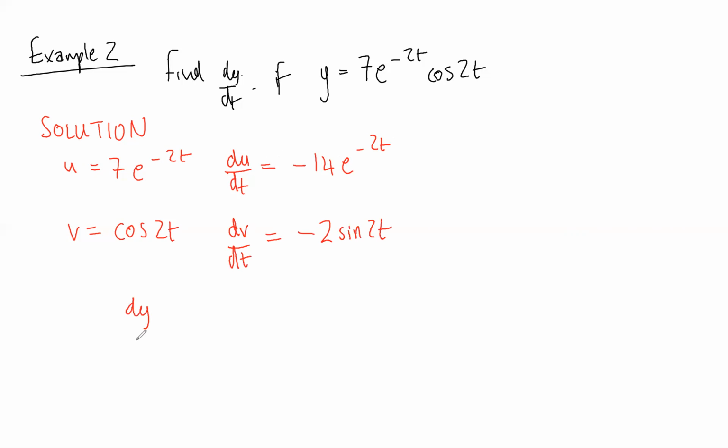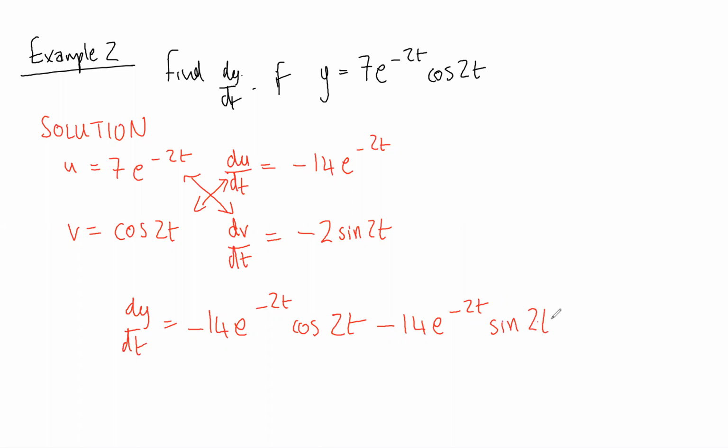So putting it all together, dy by dt, again, it's this by this and this by this. So I've got minus 14e to the minus 2t. Okay, and that is the answer. So that's 2 examples of the product rule. Let's try one of the quotient rule.